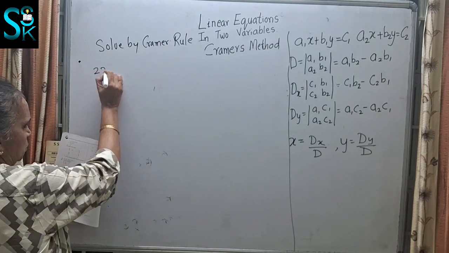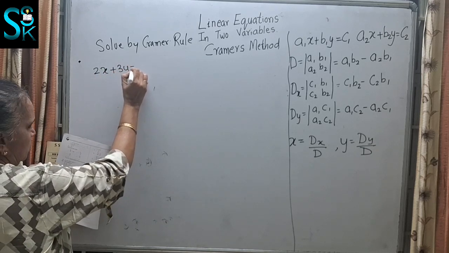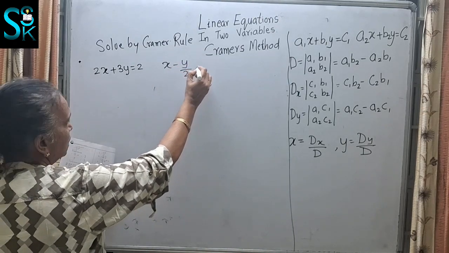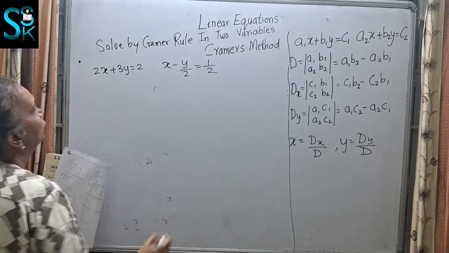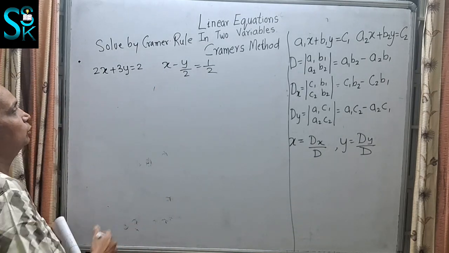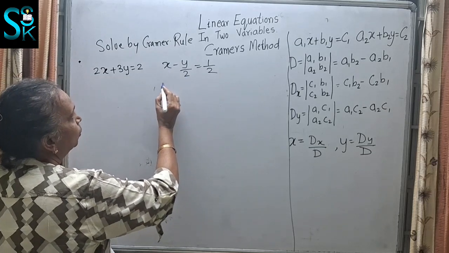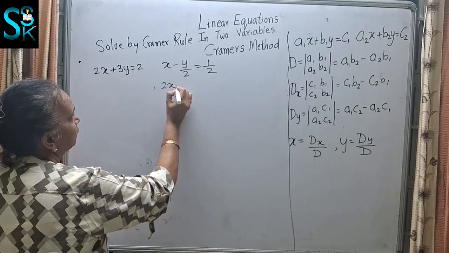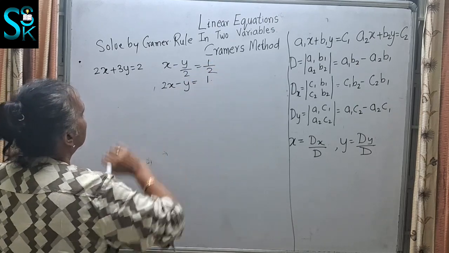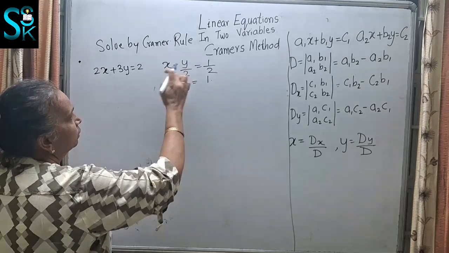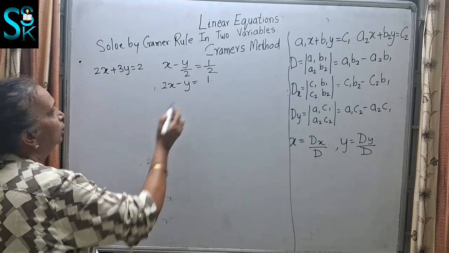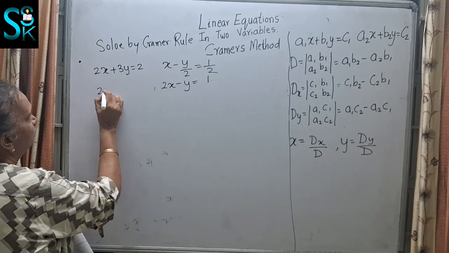It says 2x plus 3y is equal to 2, and the other is x minus y upon 2 is equal to 1 upon 2. First we will write this in standard form. So you multiply it by 2, and you will get 2x minus y is equal to 1, since 2 upon 2 becomes 1. So this is your second equation.